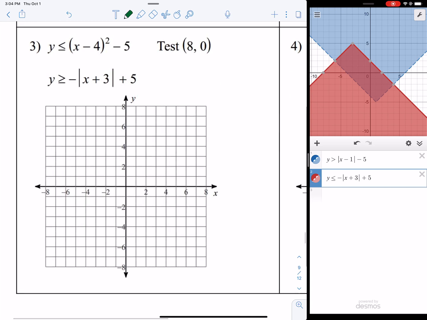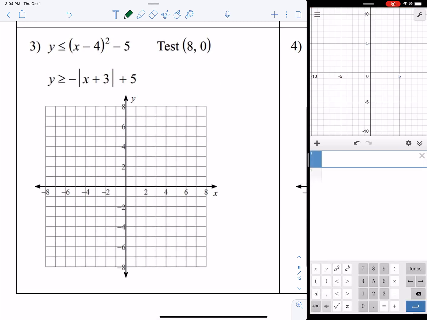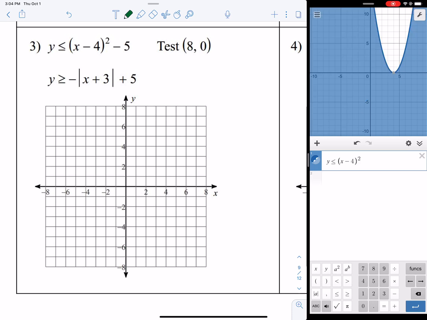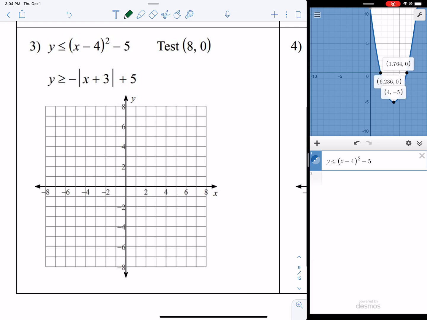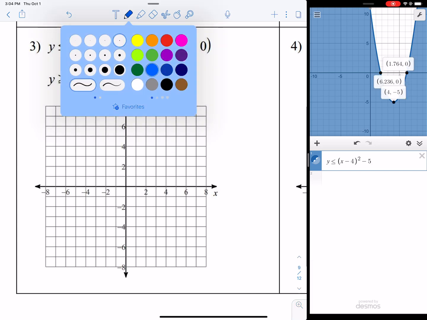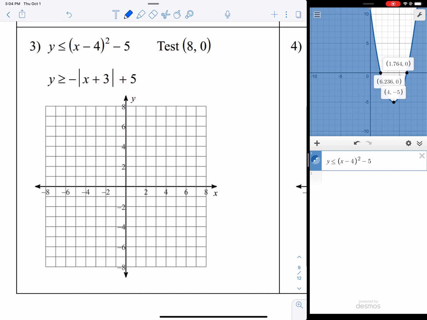Okay, let's look at another one. So number 3, we've got y is less than or equal to x minus 4 squared minus 5. So let's focus on getting that one graphed. So we have 2 x-intercepts and a vertex. Let's use those to plot our points. So we got 4, here let's look at one at a time. 4, -5 is our vertex.